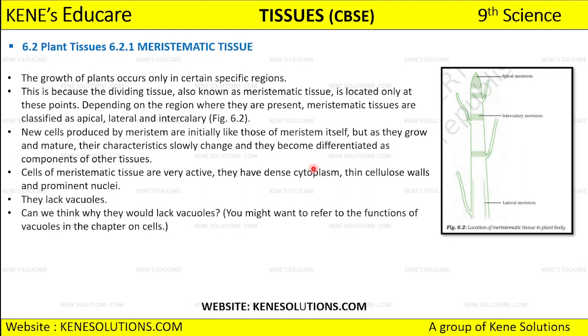Okay, now all these tissues are going to produce new cells. Whatever new cells are produced by the meristem, you will see that they will be like the meristem itself. That means if new cells develop from meristematic tissue, the new cell is going to be like the meristem itself. But as they grow and mature, their characteristics are slowly going to change, and you will see that they become differentiated as the component of other tissue.